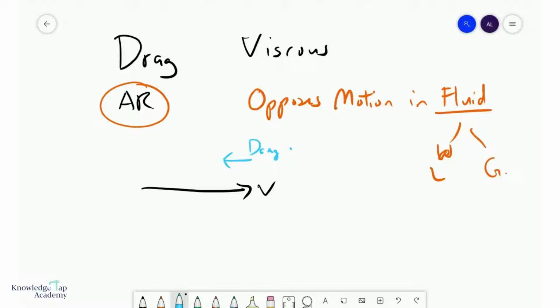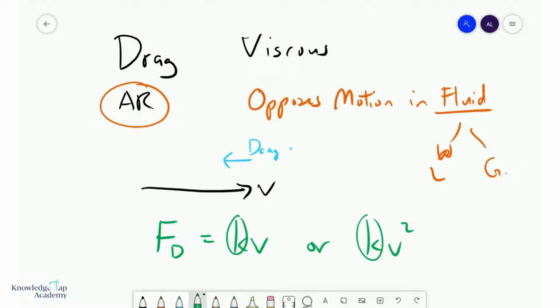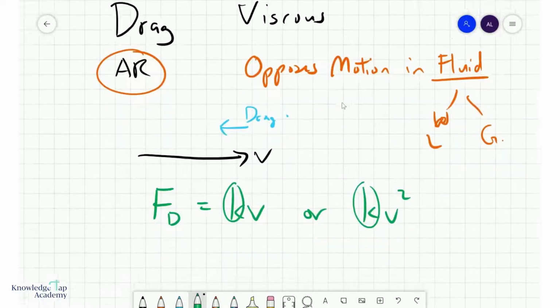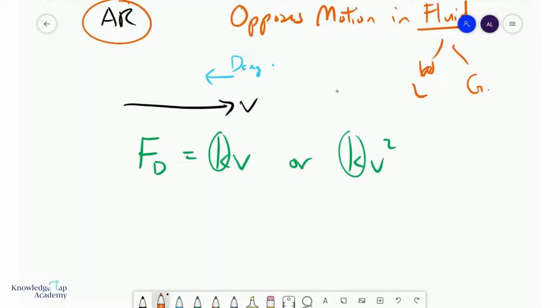In fact, we need to understand that the drag force, let's call this Fd, is equal to kv, or sometimes it's equal to kv squared, where k is just some constant. And so the important thing to understand is that the faster you travel, the larger your v is, the larger the drag is. And that's how drag works.